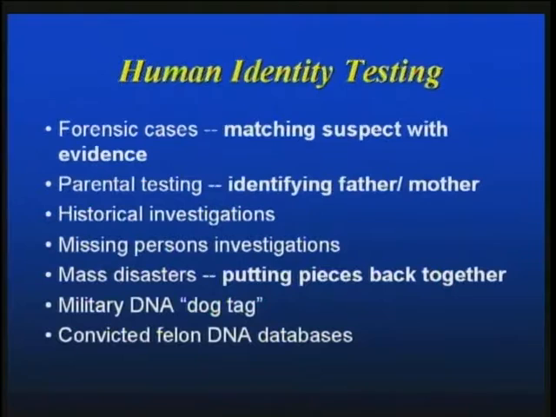The first and the most obvious one that comes to mind, of course, is forensics cases, where you're trying to match a suspect with evidence at the scene of the crime. And it used to be that it had to be human biological evidence until a few years ago, when even plant-based evidence or animal-based evidence can now be used in testing and matching a suspect with evidence at the scene of a crime.